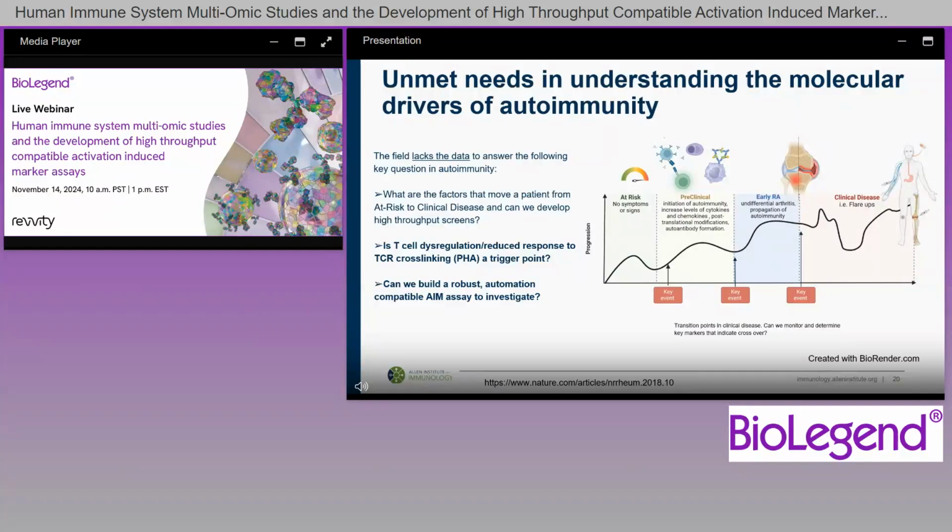Here at the Allen Institute for Immunology, we study many autoimmune diseases, and rheumatoid arthritis is one of them. There is an unmet need in understanding the molecular drivers of autoimmunity, especially when trying to understand preclinical and early RA. We are mainly trying to understand, is T cell dysregulation or reduced response to TCR cross-linking a trigger point? And can we build a robust automation compatible AIM assay to investigate this?